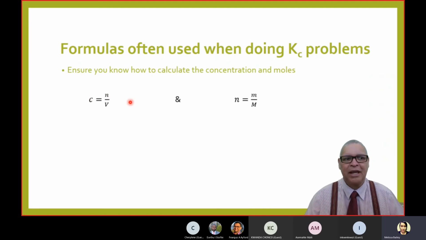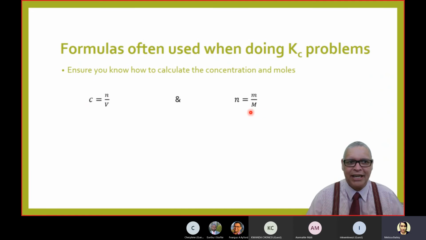Keep that in mind. What is the other formula that often plays off? It's this one here that says the number of moles is equal to the given mass divided by the molar mass. You may be saying to yourself, molar mass, where have I heard that before?